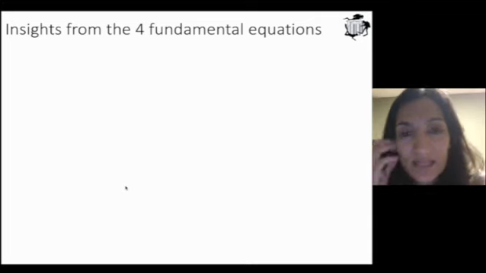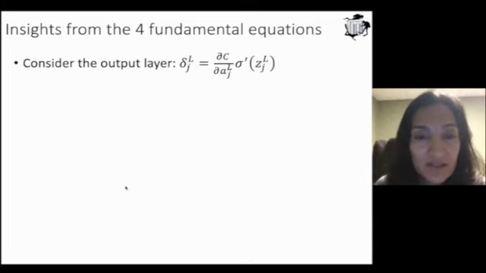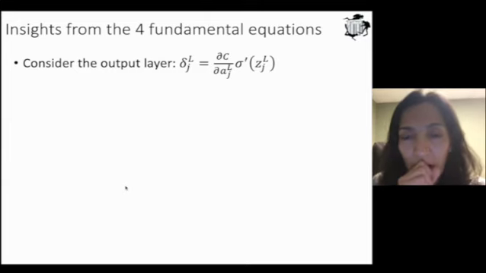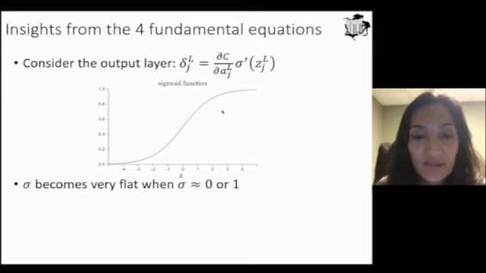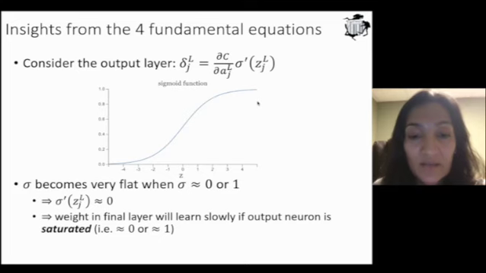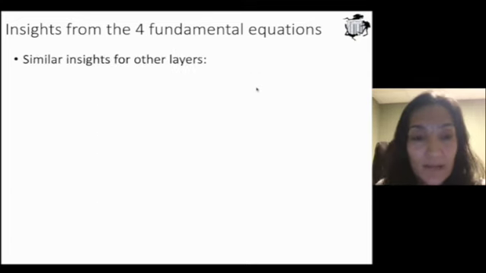So what insights can we gain from the 4 fundamental equations? Consider the output layer. If you take the output layer of the sigmoidal function, you see that this activation becomes very flat when the activation is close to 0 or close to 1, and the derivative is close to 0. The weight in the final layer will learn slowly if the output neuron is so-called saturated, i.e. it's very close to 0 or very close to 1.